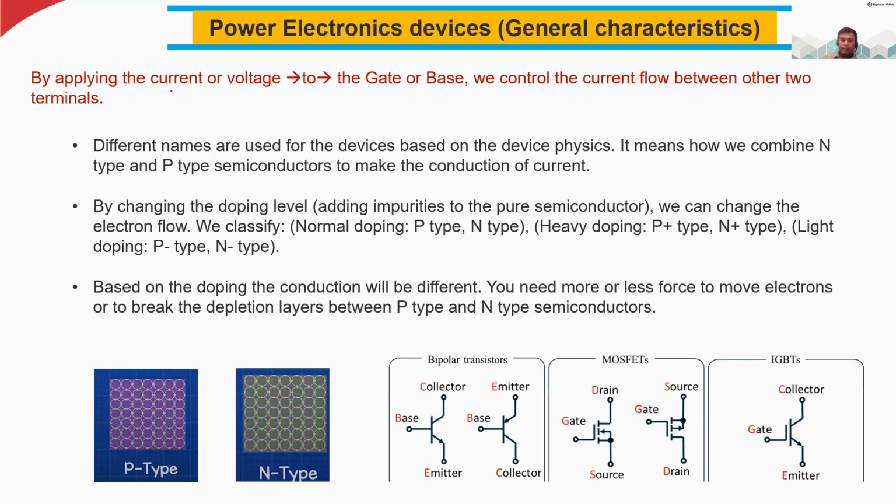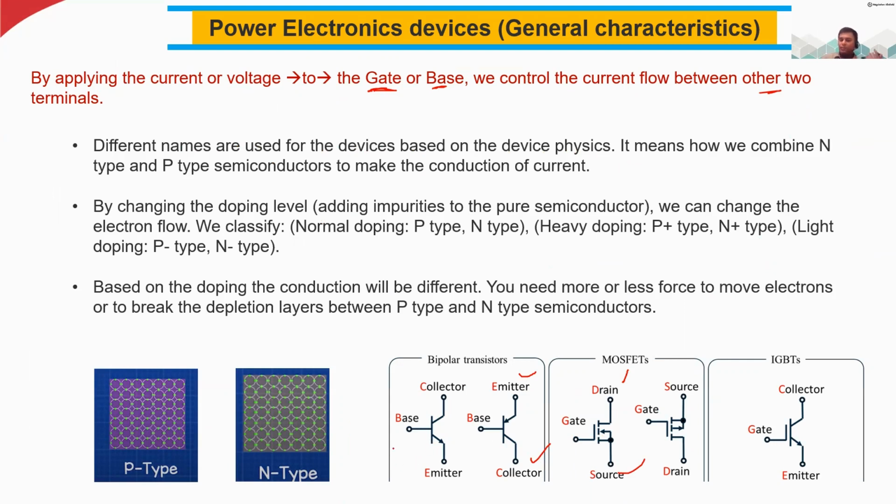By applying the current or voltage to the gate or base, we control the current flow between the other two terminals. What are those other two terminals? Because we are already using one terminal, gate or base, the other two terminals may be drain and source, or emitter and collector. So different names are used for the devices based on the device physics.